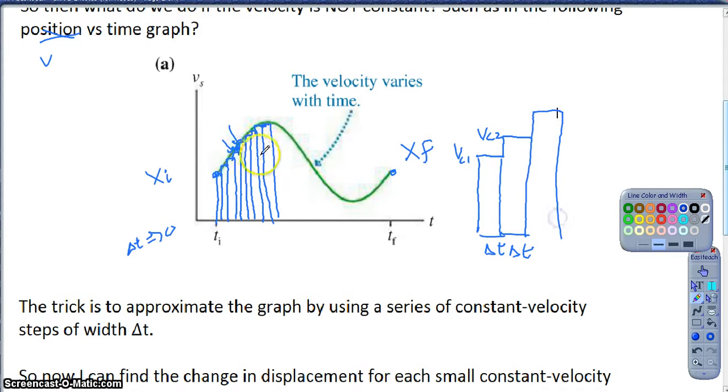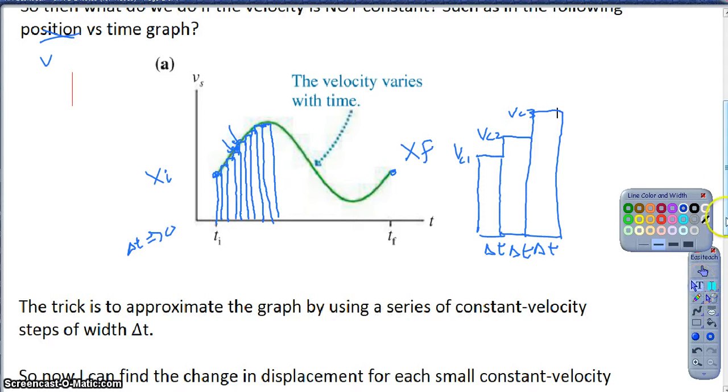So again, I'm blowing up this image a little bit to make it clear. But basically what I'm doing is choosing the velocities at an instant in time, assuming that it's constant, and then finding the width as a very small interval of t, a very small change in time. And if I do that, I get all of these rectangles, which, if you look at the total area of all of them, adds up to pretty much the area underneath the curve.